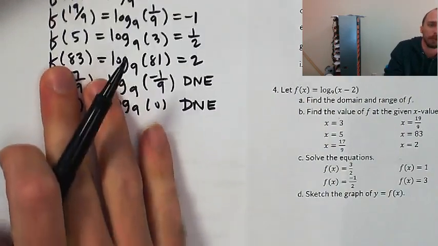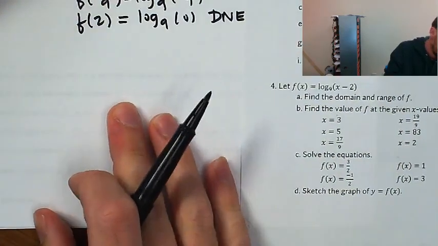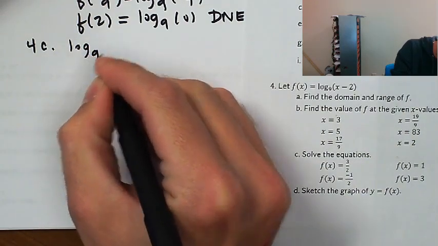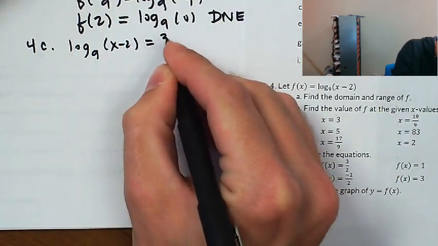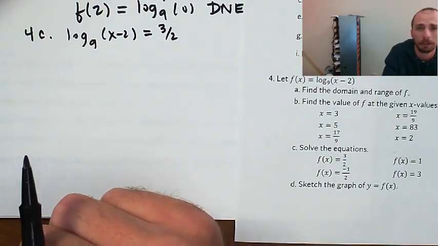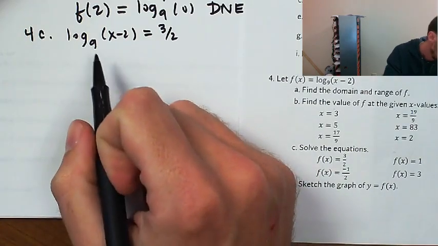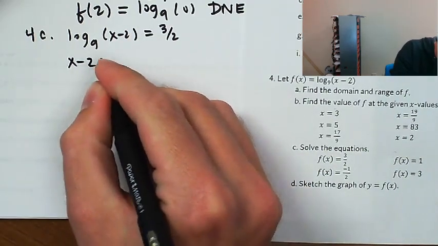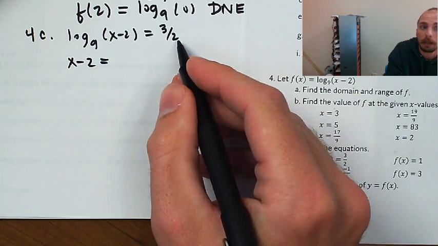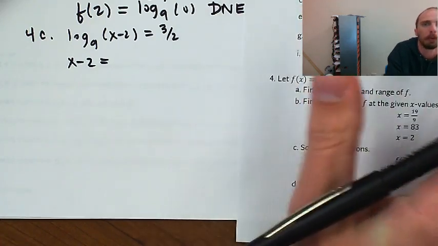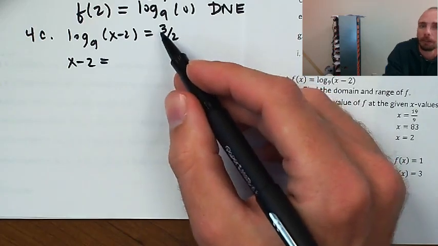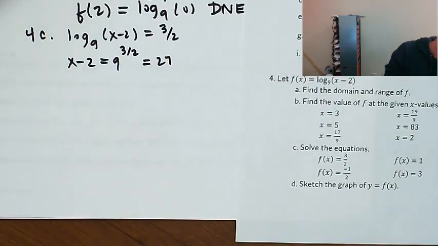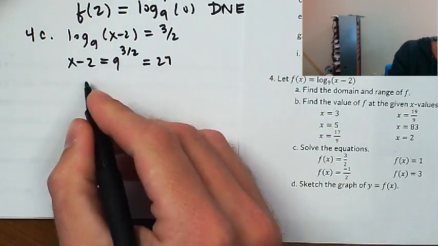We're going to just solve some equations. Hopefully this goes well. Okay, for C. F of x equals 3/2. So log base 9 of x minus 2 equals 3/2. I'm going to take 9 to both sides power. So 9 to the log base 9 of this is just going to be this. And 9 to the 3/2, the square root of 9 is 3. 3 to the third is 27. And so then I'm going to solve for x by adding 2 to both sides, and I'll get 29.